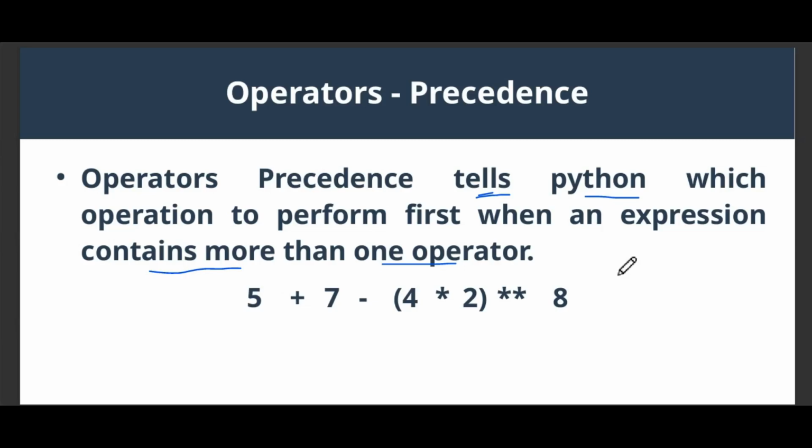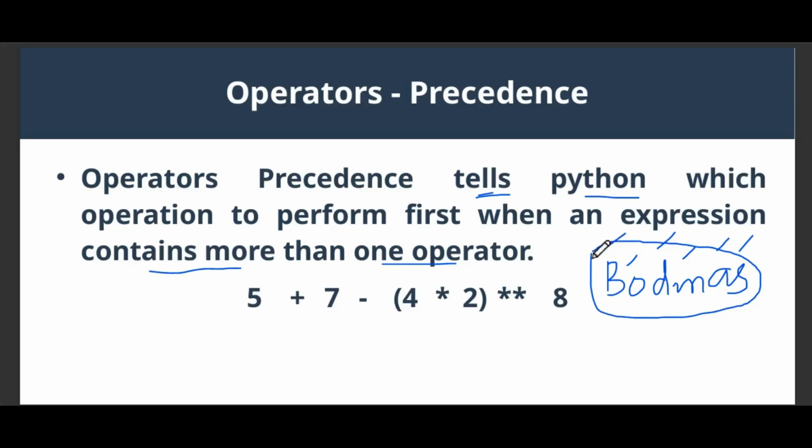Now, if you have a basic knowledge of mathematics, there is a concept in mathematics called the BODMAS rule. It means brackets, orders, division, multiplication, addition, and subtraction. In mathematics, it states which operation is to be performed in sequence, right? For example, consider 5 plus 7 minus, in the brackets, 4 asterisk 2, that means multiplied by 2, and now we have power, an exponential operator, and 8. So let's try to solve this.